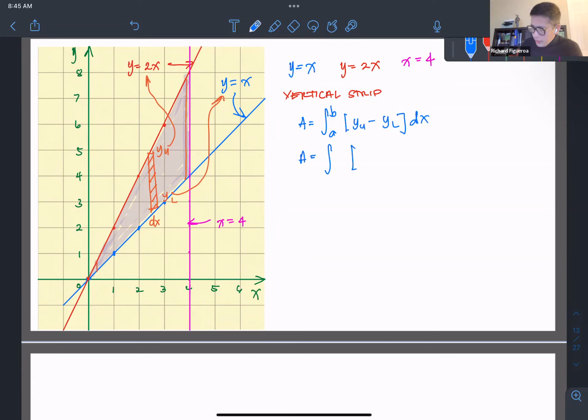So ang y upper natin, sabi nga natin, ito ay y upper. That means that should be y in terms of x. So y upper is this one, which is 2x, minus y lower. Y lower is this one, which is y equals x. So x lang. And multiply it with dx.